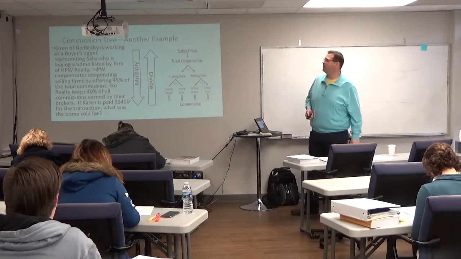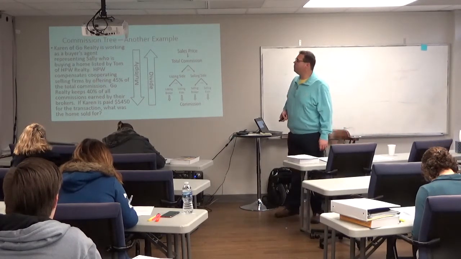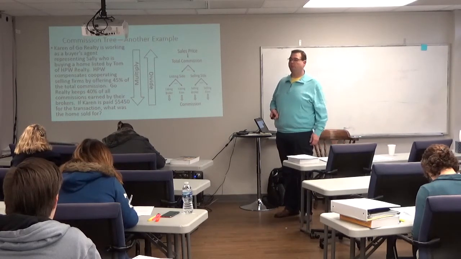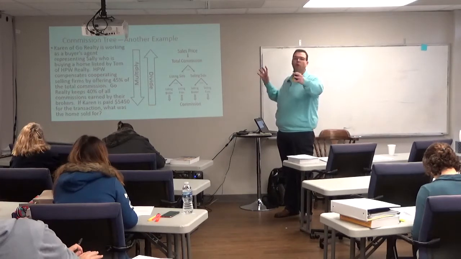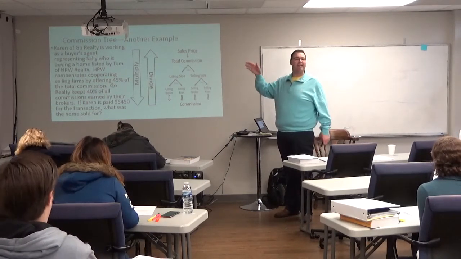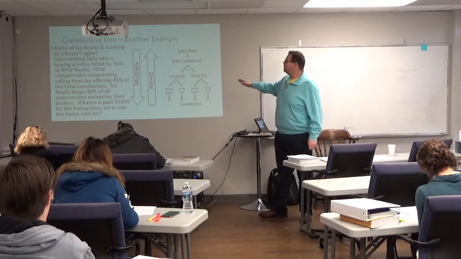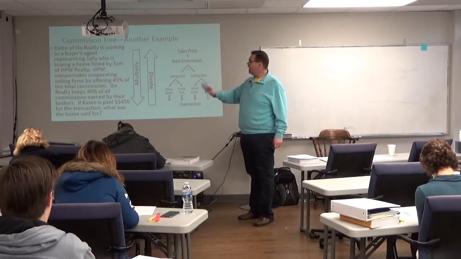HPW compensates cooperating selling firms by offering 45% of the total commission. So again, which level of the tree do we use when we're doing the cooperation between the two firms? Middle. We're splitting it into sides, right? So HPW, which side are they on? The listing side, right?